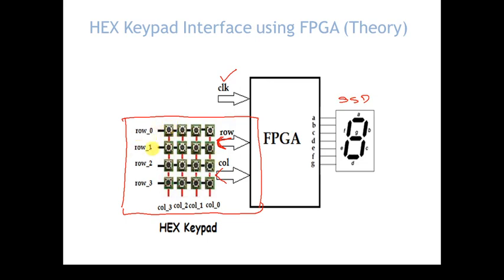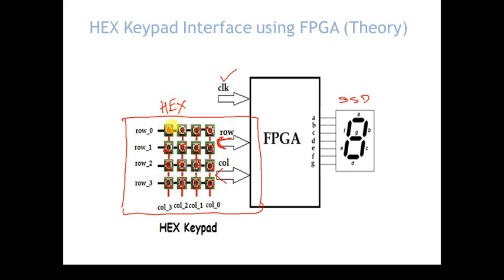We have row 0, row 1, row 2, row 3, as well as column 0, column 1, column 2, column 3. So it can represent like this: this is the 0th value, then the keys 1, 2, 3, 4, 5, 6, 7, 8, 9. Then we are displaying A, B, C, D, E and F. So this is a complete hex keypad, right?